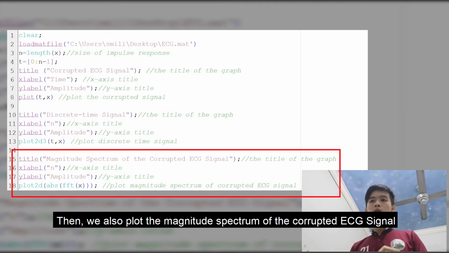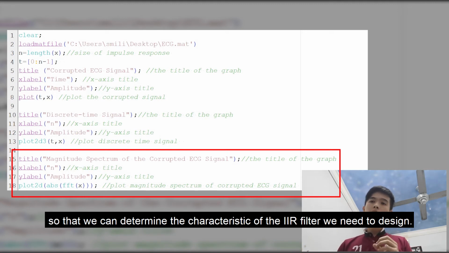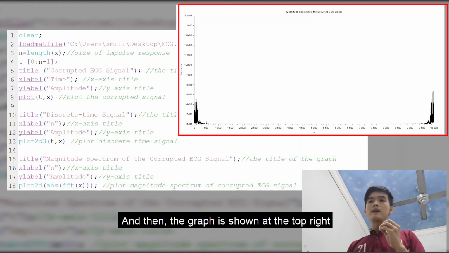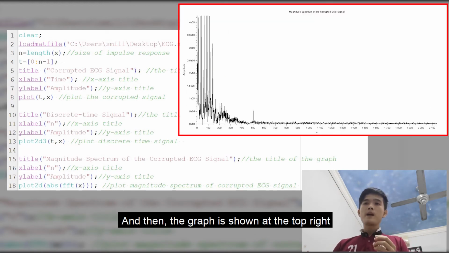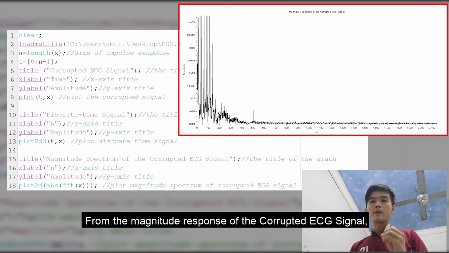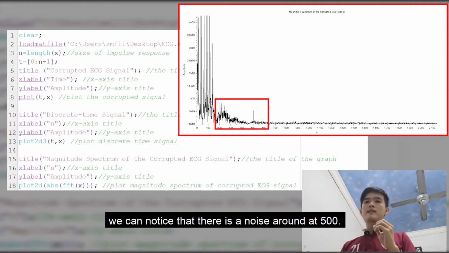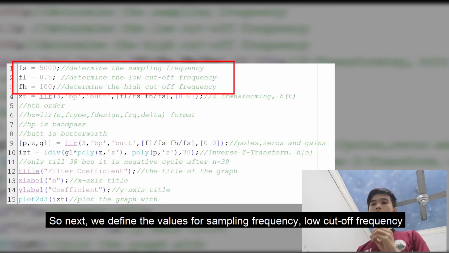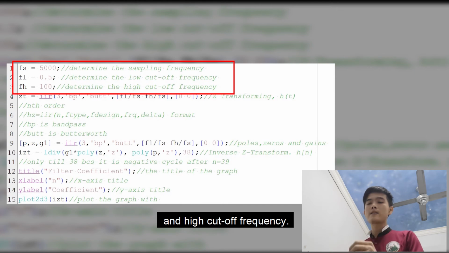Then we also plot the magnitude spectrum of the corrupted ECG signal so that we can determine the characteristic of the IIR filter we need to design. And then the graph is shown at the top right. From the magnitude response of the corrupted ECG signal, we can notice that there is noise at around 500. So next, we define the values for the sampling frequency, low cutoff frequency, and the high cutoff frequency.